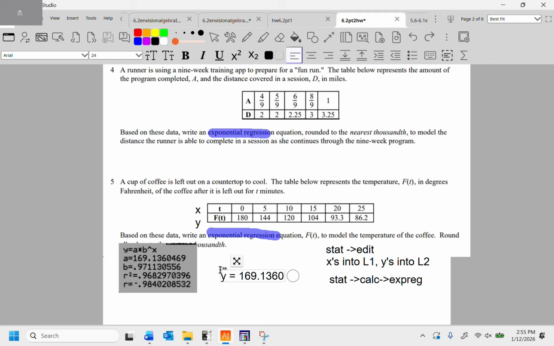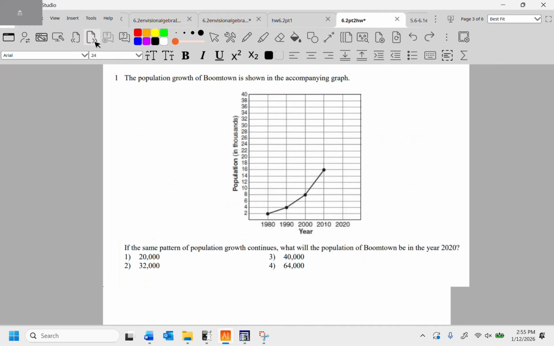This would be 1.360 to the nearest 10,000th. And that is then times, I like to put the base in parentheses, 0.9711, and then she gets raised to the x. And that's all you had to do, was write an exponential model. It ain't too bad. What's up next?